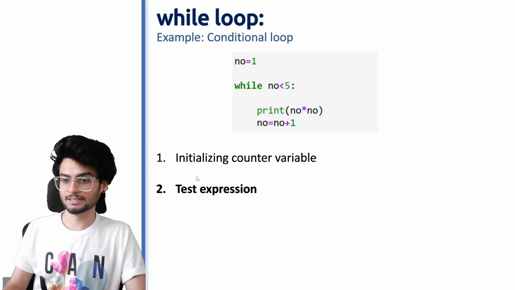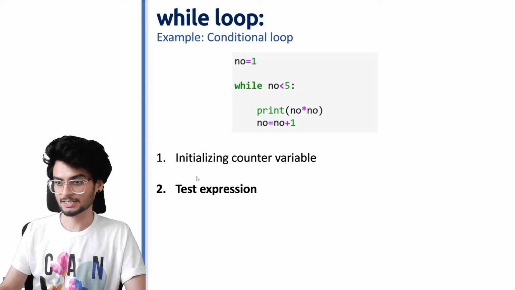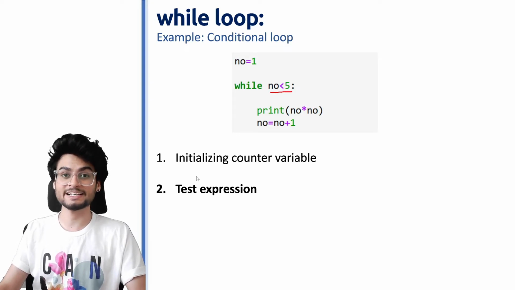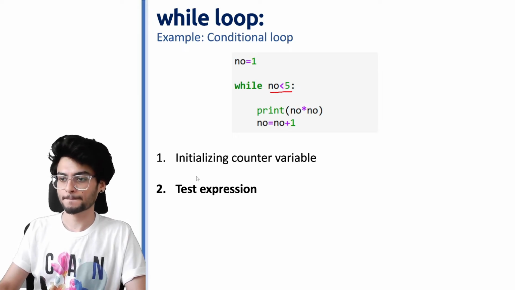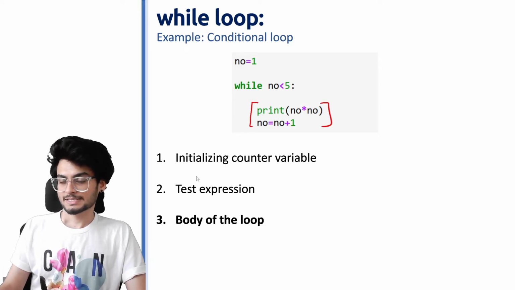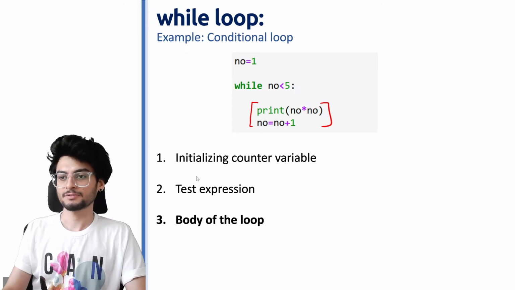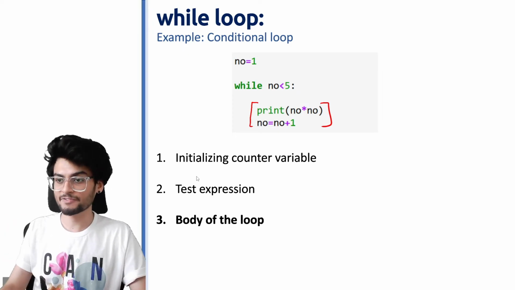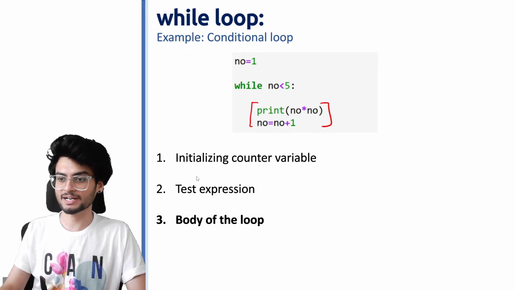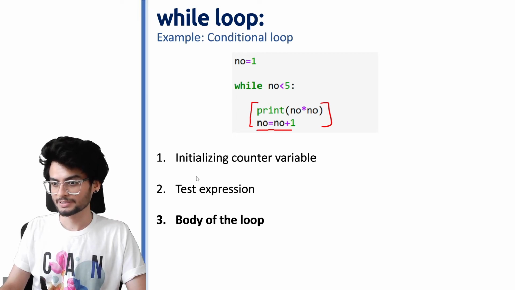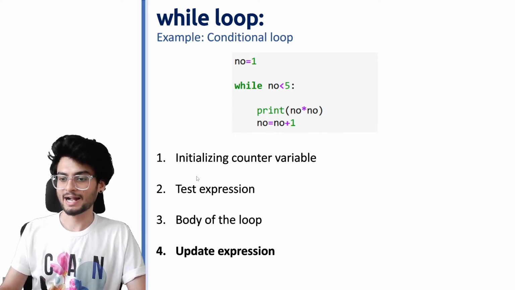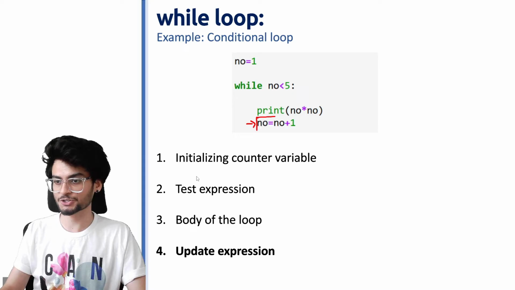Next is the test expression. Now test expression is again this, the condition which you are using, a logical expression. यहाँ पर logical expression is NO should be less than 5. Third part comes the body of the loop. Since we are using this counter variable, हमें कोई चीज को count करना है and we also want कि finally कभी ना कभी ये जो statement है this becomes false. So in order for that to happen, हम लोग इस counter variable को थोड़ा change भी करते हैं. So this is your body of the loop and inside this we are updating this expression.